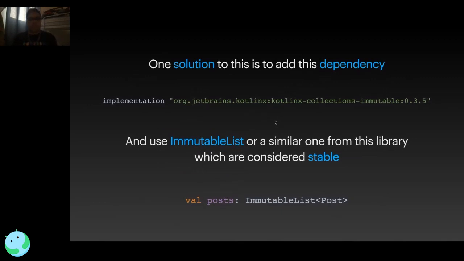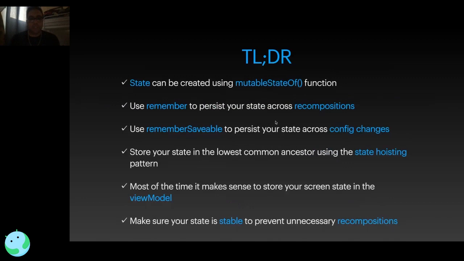So to sum it up, first, a state can be created using the mutableStateOf function. Use remember to persist your state across recompositions. Use rememberSaveable to persist your state across configuration changes. Store your state in the lowest common ancestor using the state hoisting pattern. There is more information about this in the managing state docs page, so you can go there and see more examples, also in the codelabs.